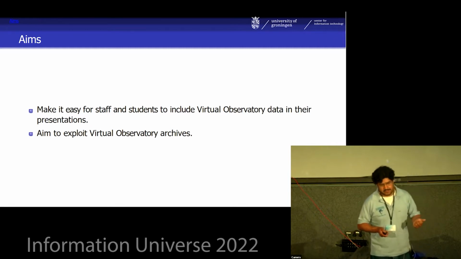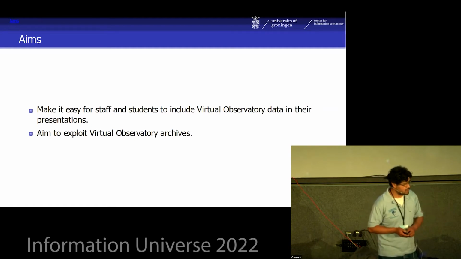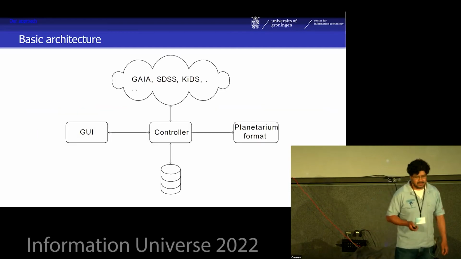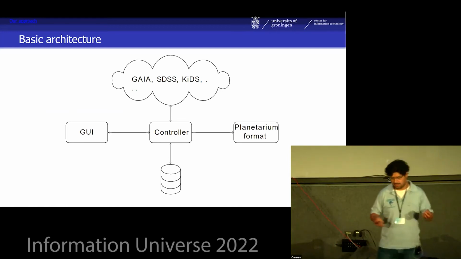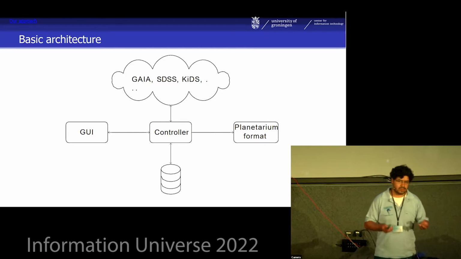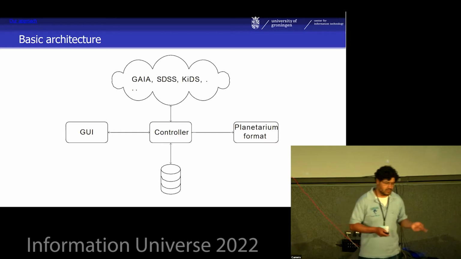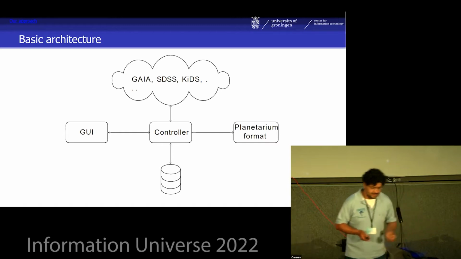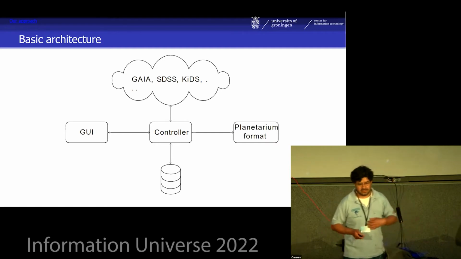At the same time, we really want to exploit the data that is in the Virtual Observatory because, well, it's there, and I think this can be used for scientific purposes as well. So we are proposing and developing a very simple tool. This is the basic architecture. We create a graphical user interface, and develop a class or controller that can establish the connection to different catalogs like the Gaia catalog, ESO, or the KiDS catalog.